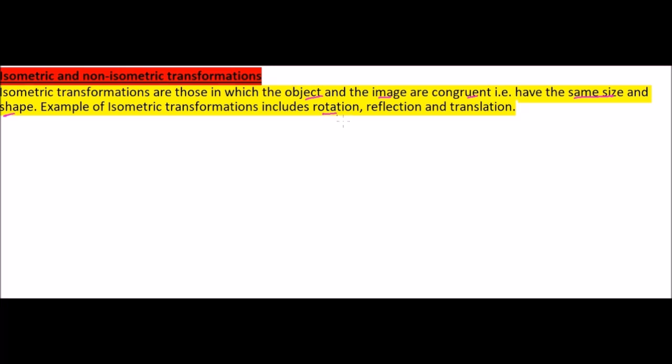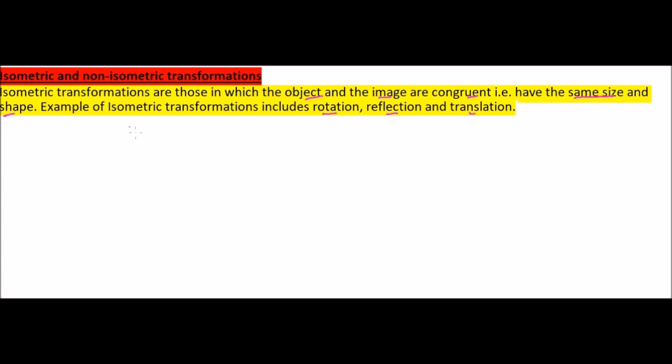When you rotate an object, it doesn't change the shape. It's like when you rotate yourself, you look at the back, you remain the same person. When you look at yourself in the mirror, you don't change. The same case when you reflect an object. And when you translate, it means changing the position of an object to another position. That does not change the size, neither does it change the shape. We are going to look at a few examples of isometric and non-isometric.